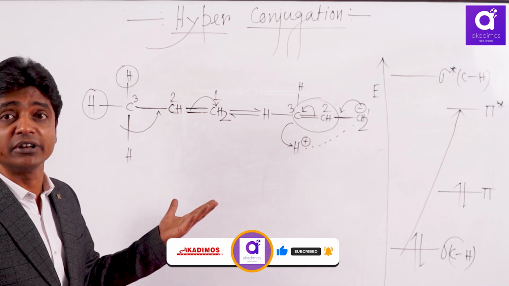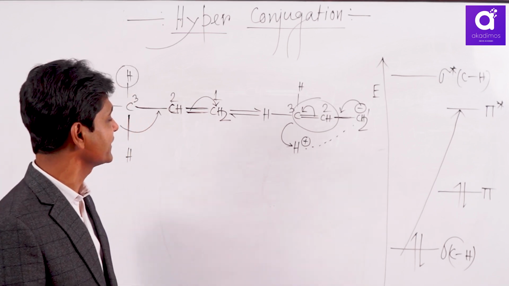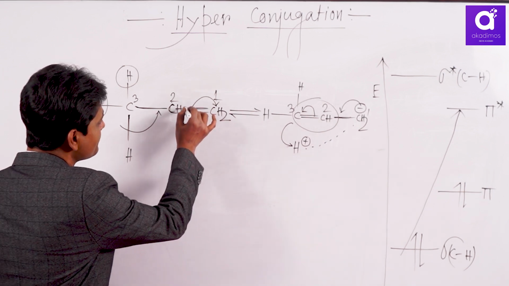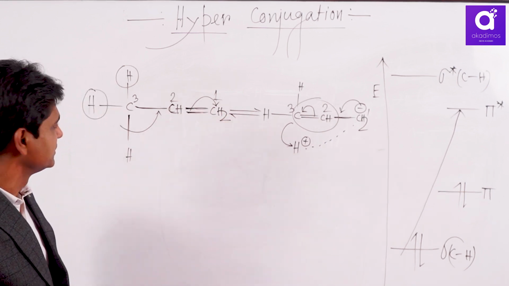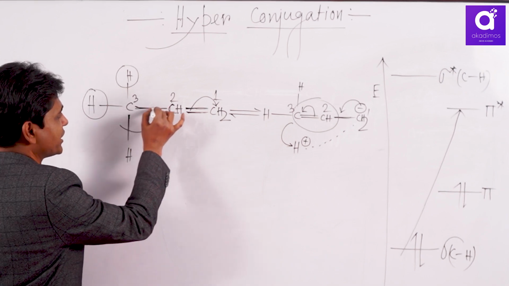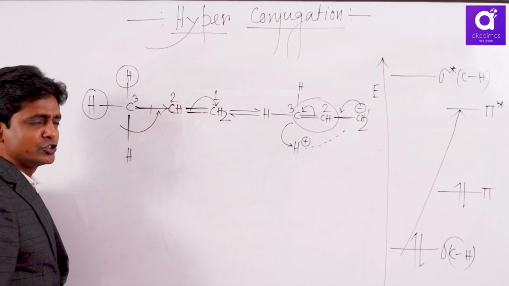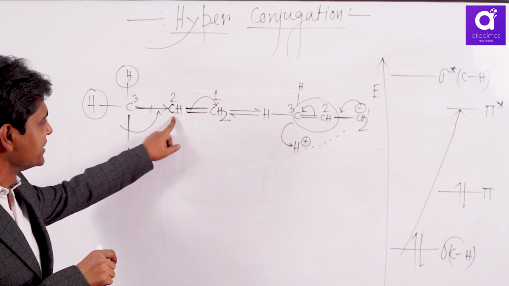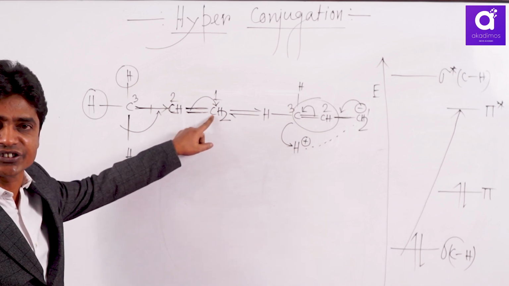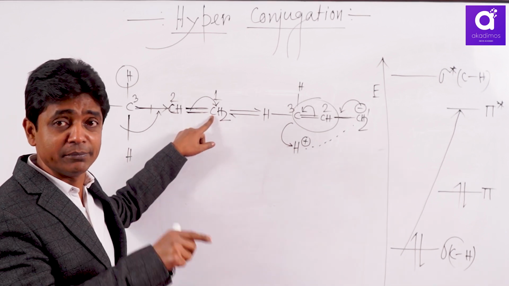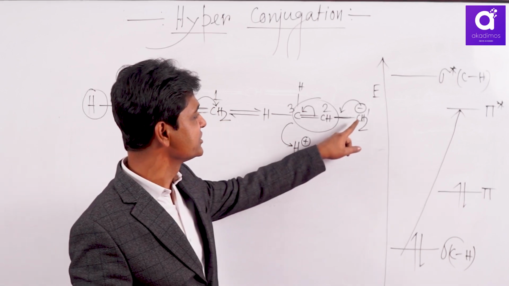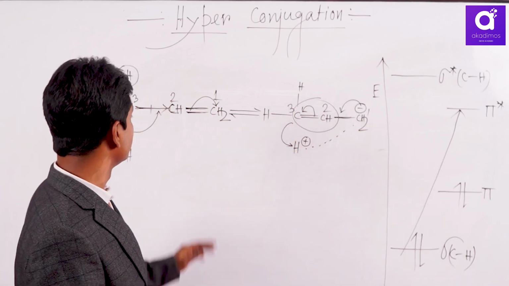Another important point you will get from this structure, that is, if I do consider inductive, CH3 will show plus I effect, and which will make it is more electron density. Here the electron density less. But experiment will tell you the electron density on C1 more than C2.